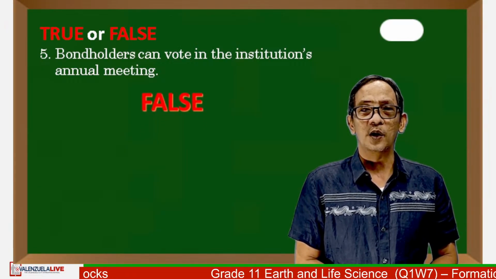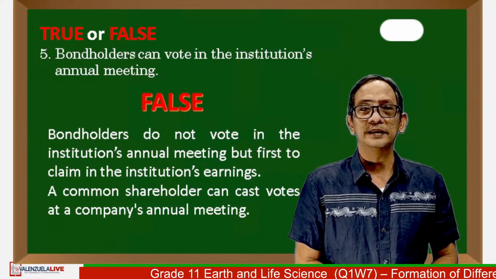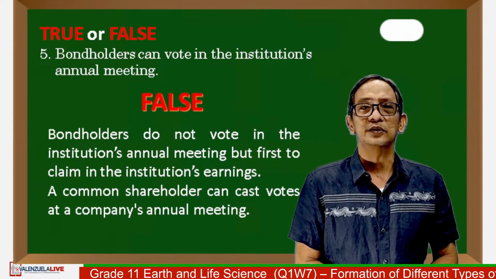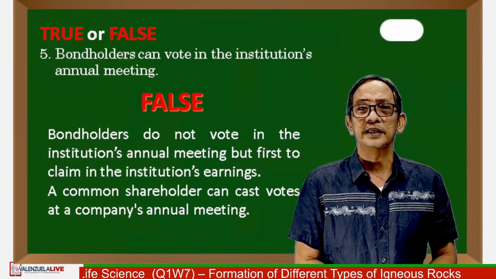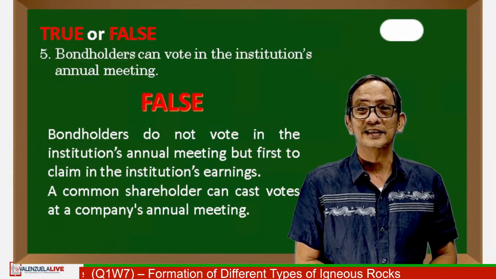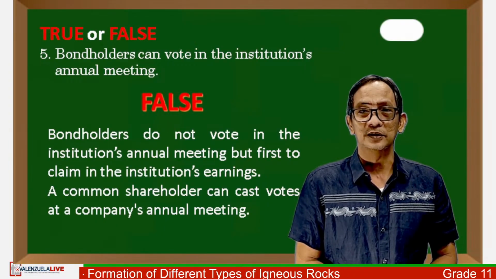If your answer is false, then you are correct. Bondholders do not vote in the institution's annual meeting but are first to claim in the institution's earnings. A common shareholder can cast votes at the company's annual meeting.